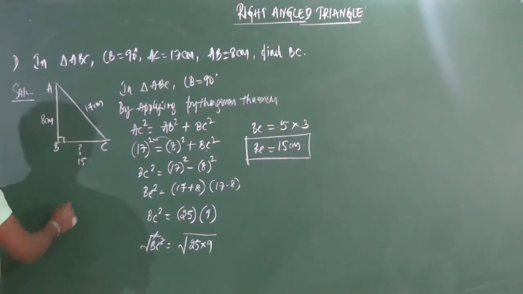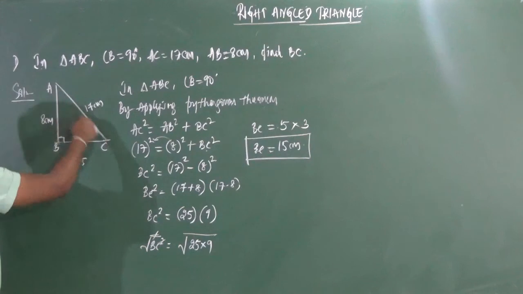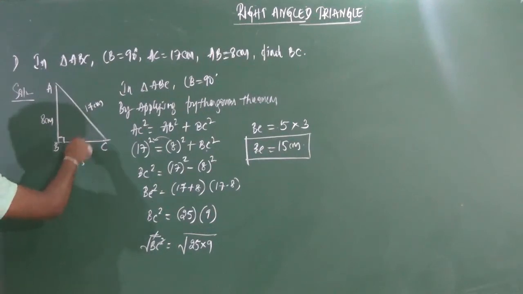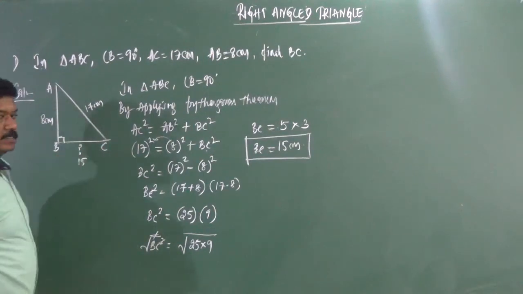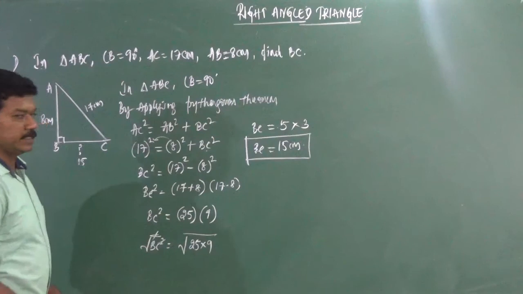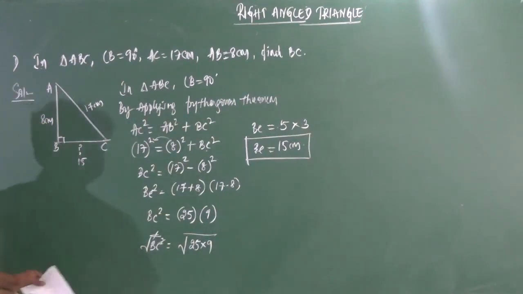So here you should check, when you get the answer, you should check with the hypotenuse, because the hypotenuse will always be the longest side. So the longest side is 17 and the answer you have got is 15, which is less than that. So your answer is right. So BC is 15 centimeters, right. We'll get into the next problem.